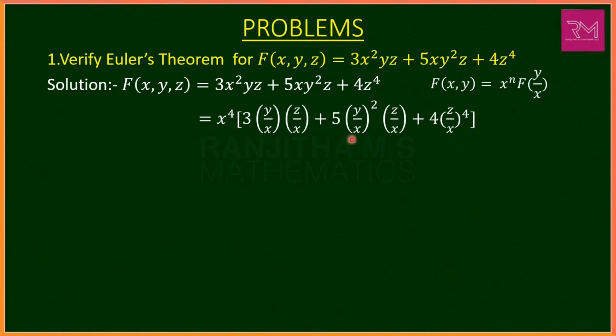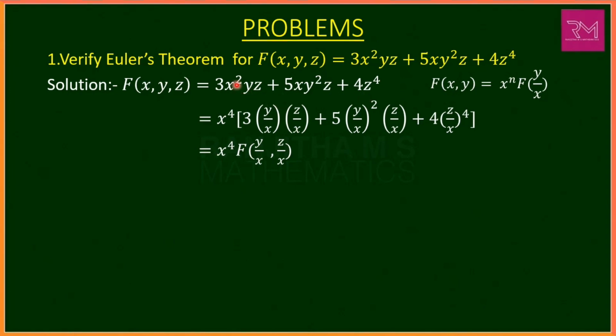So we have to reduce this to the form x power n into f of y by x. For that we have to consider this like this. Now we can take it as this is of the form x power 4 into f of, this is a function of the form y by x and z by x. So we can simply write it as x power 4 into f of y by x comma z by x. This is a very important step to see if it is a homogeneous function or not.